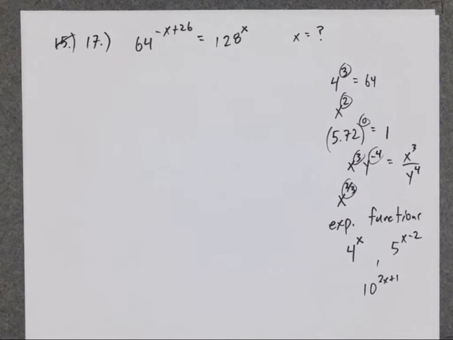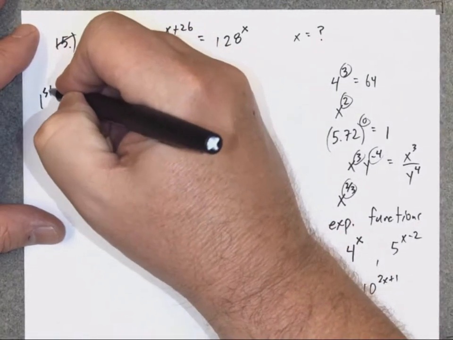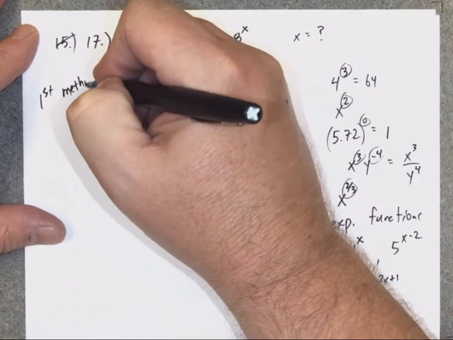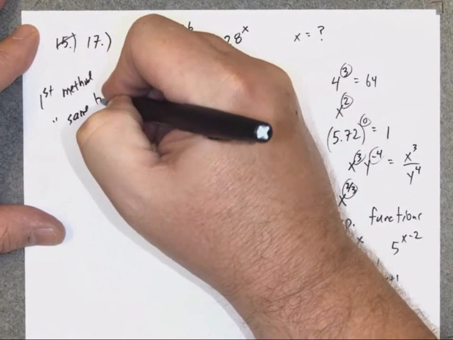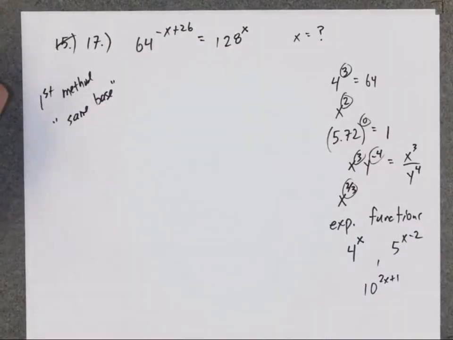Now, there are really two different ways that we're going to talk about in trying to solve an equation like this. The first way is going to be a little bit easier, and that's why we always try it to see if it works. A lot of times the first method doesn't work, but if it does work, it's a lot easier. So you always try the first method. I'm just going to call it the same base method.